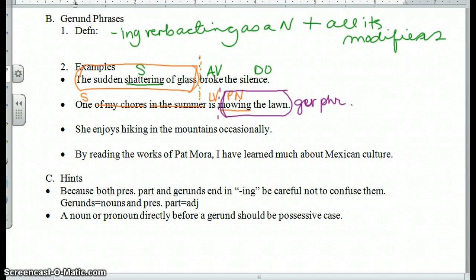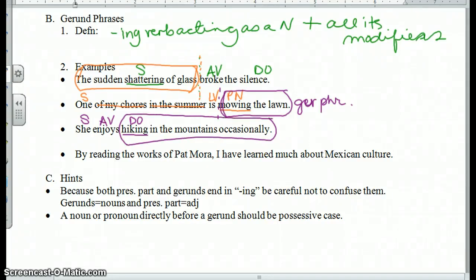She enjoys hiking in the mountains occasionally. Verb, enjoys, action verb. Who or what enjoys? She does. She enjoys what? Hiking. Direct object. Here's an ing verb acting like a noun. So in the mountains tells me where she hikes. Occasionally tells me when she hikes. So all of this is my gerund phrase. And I literally go through that internal dialogue, talking through all of the pieces, figuring out what they modify.